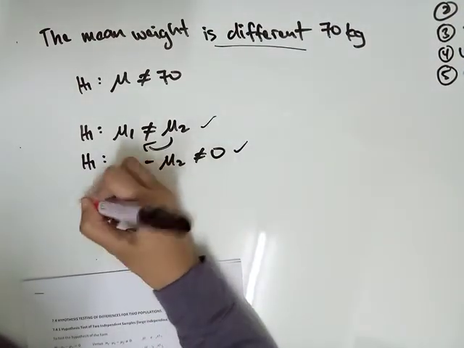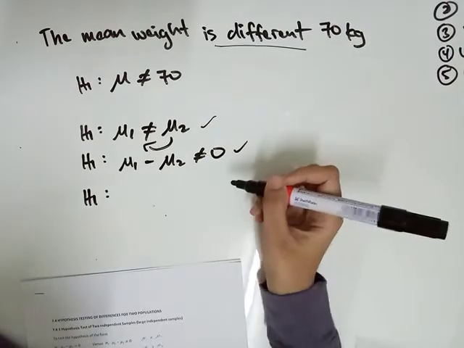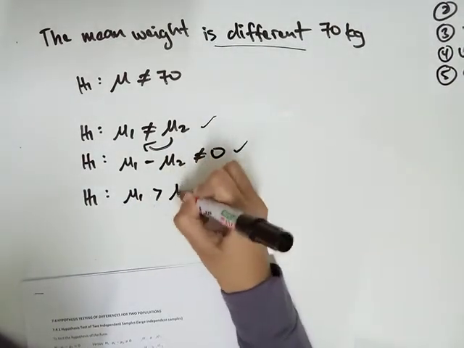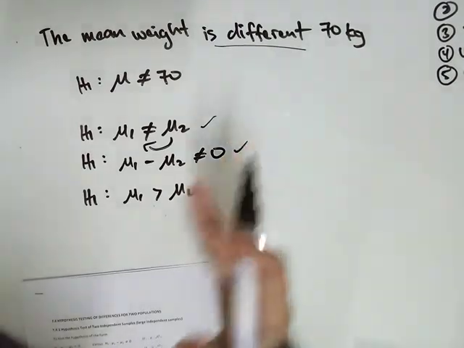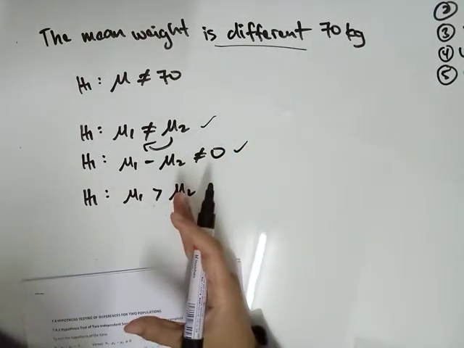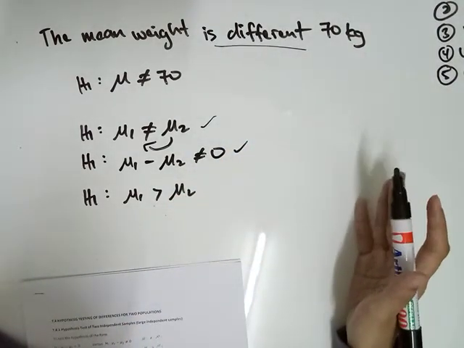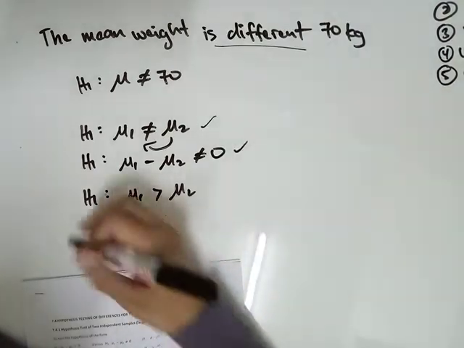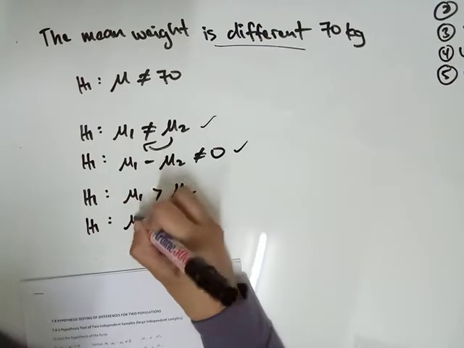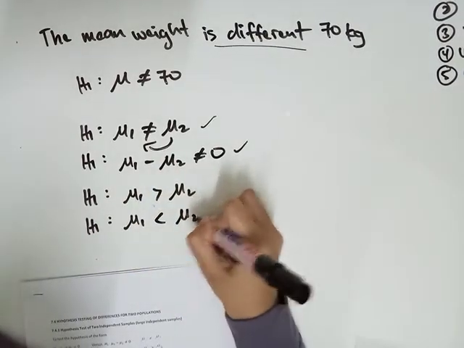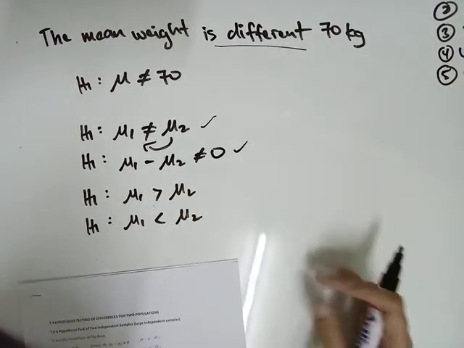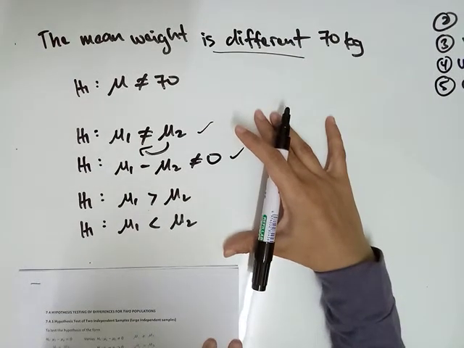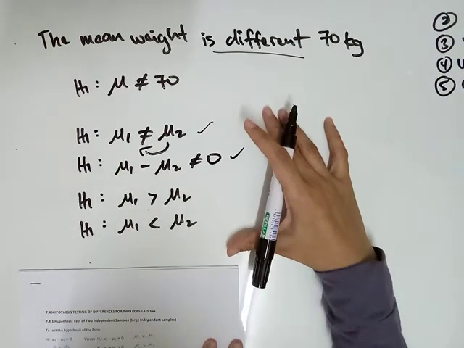H1 can also be denoted as mu1 more than mu2, for example, the population mean A is more than population mean B. It will give a hint like that. Or H1: mu1 less than mu2. So this is the notation for H0 and H1 for the differences for two populations.